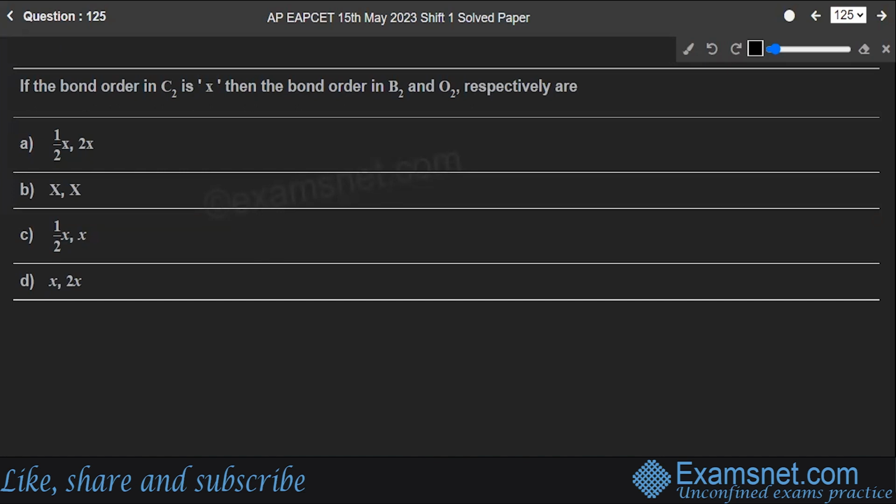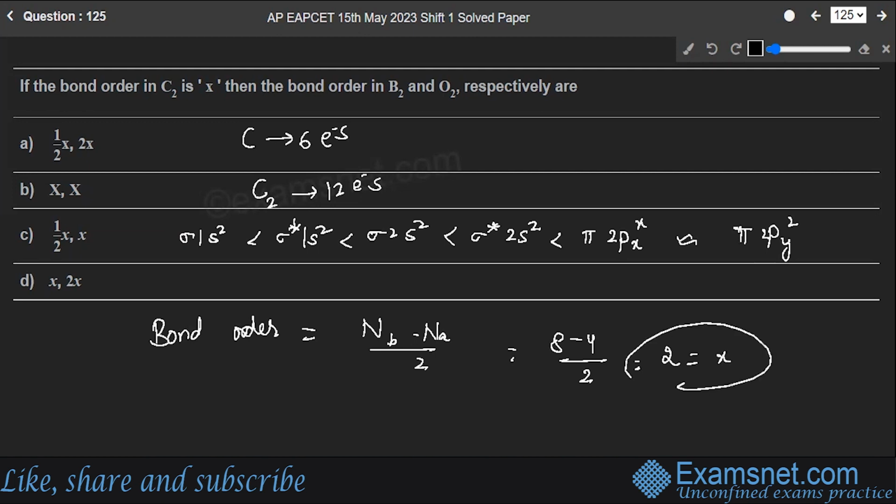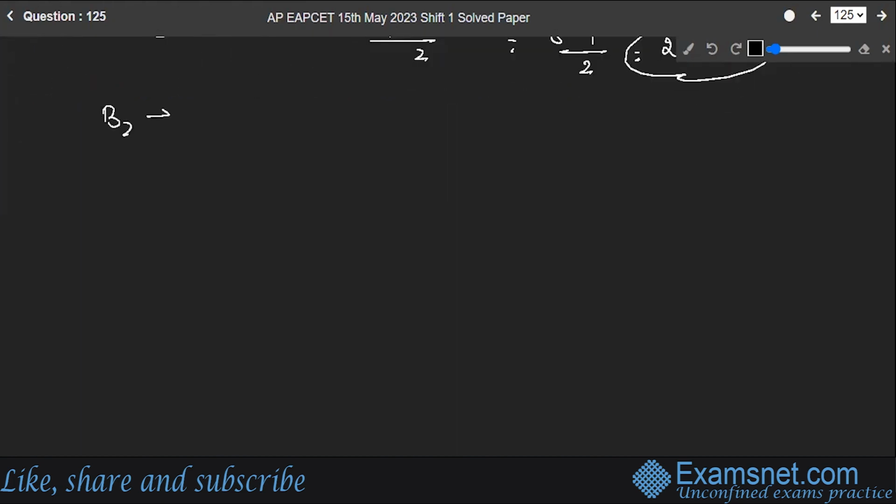Question number 125. If the bond order of C2 is X, then the bond order of B2 and O2 respectively are which of these options? See, C is having 6 electrons, so C2 will have 12 electrons. The electronic configuration of C2 is given by this. So this is the electronic configuration of C2, that is π2px² approximately equal to π2py². So what will be the bond order from here? Bond order will be equal to (Nb minus Na) upon 2, which is (8 minus 4) upon 2, that is 2, which is your X. So that means the bond order of C2 is equal to 2. Now, the electronic configuration of B2 is given by this.